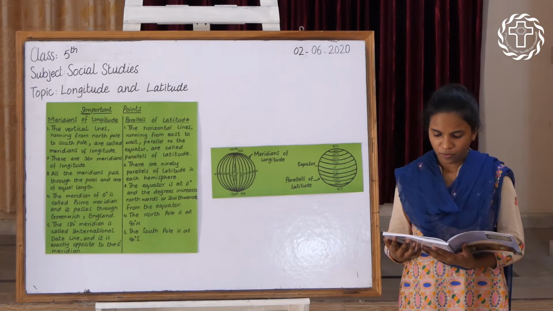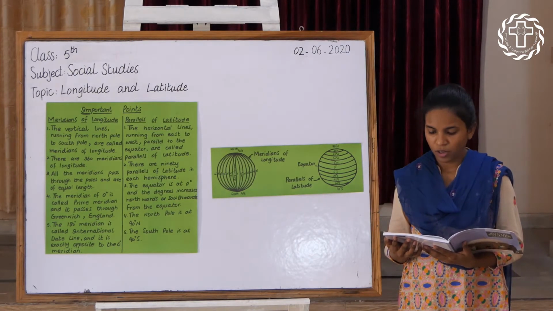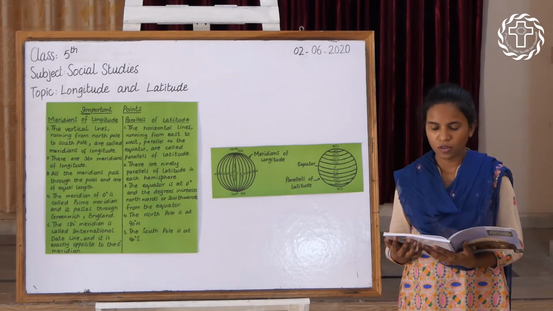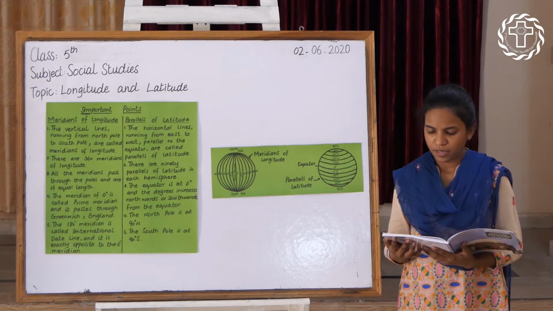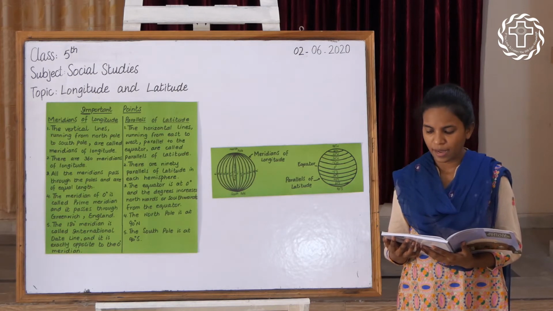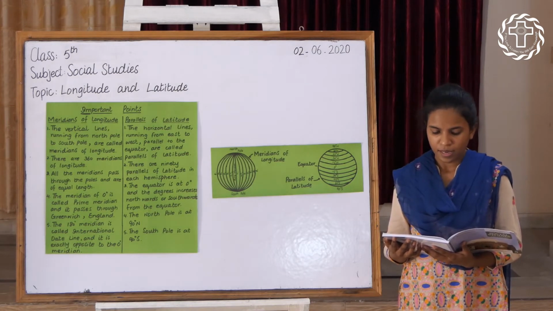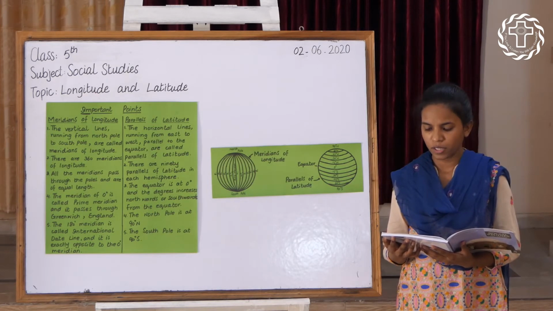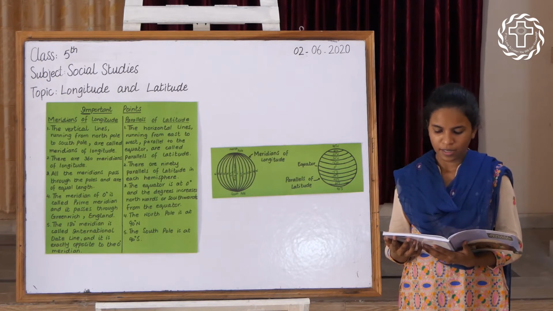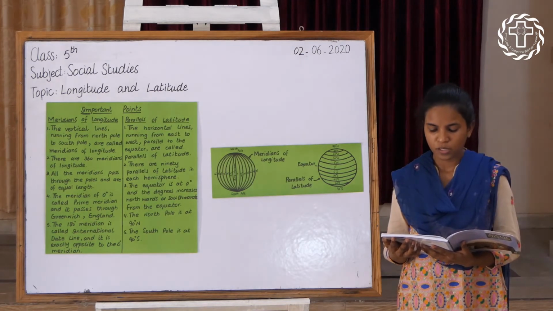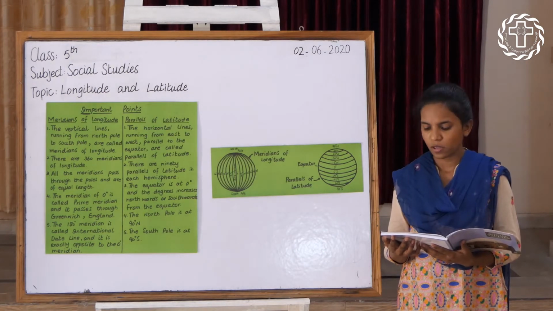To make it easy for us to find a place on a map, we use an artificial grid made up of vertical and horizontal lines. The vertical lines are drawn from north to south, passing through the north and south poles. These lines running north to south are called meridians of longitude. The horizontal lines are drawn from east to west, parallel to the equator. These lines running east to west are called parallels of latitude.